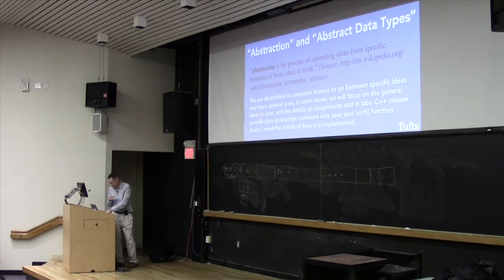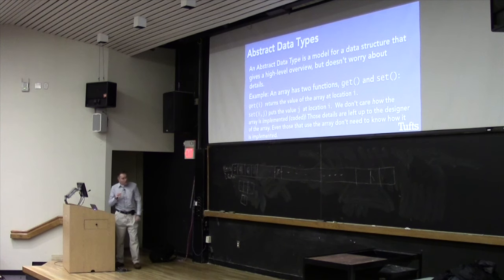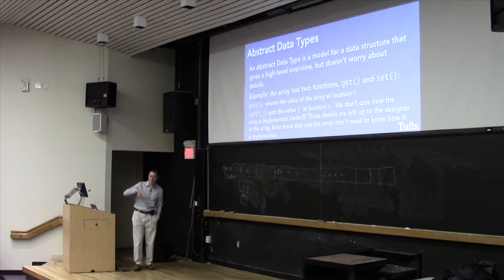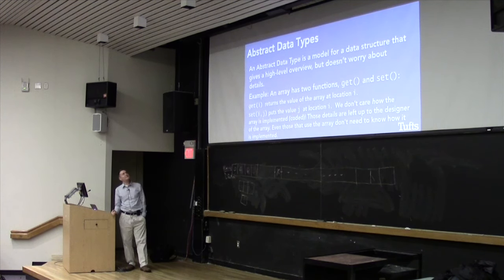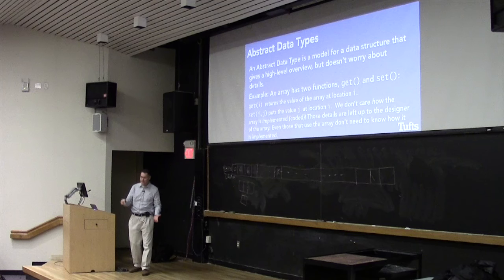We are also going to talk about these things called abstract data types. An abstract data type is very similar to what we just talked about. It is just a model for a data structure that gives this high-level overview, and it doesn't worry about those details. And this is for the data structure itself, like an array. You can insert into it, you can delete from it, you can search through it, right?